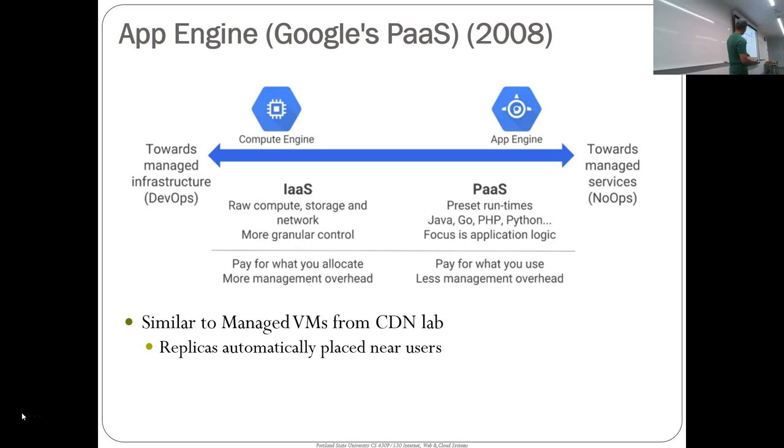Okay, so App Engine is the one we're going to be using. This is Google's version of platform as a service. It was launched in 2008. And you can see on the left is Compute Engine, where you're doing all of the management, and on the right is App Engine, where Google is doing it all for you.